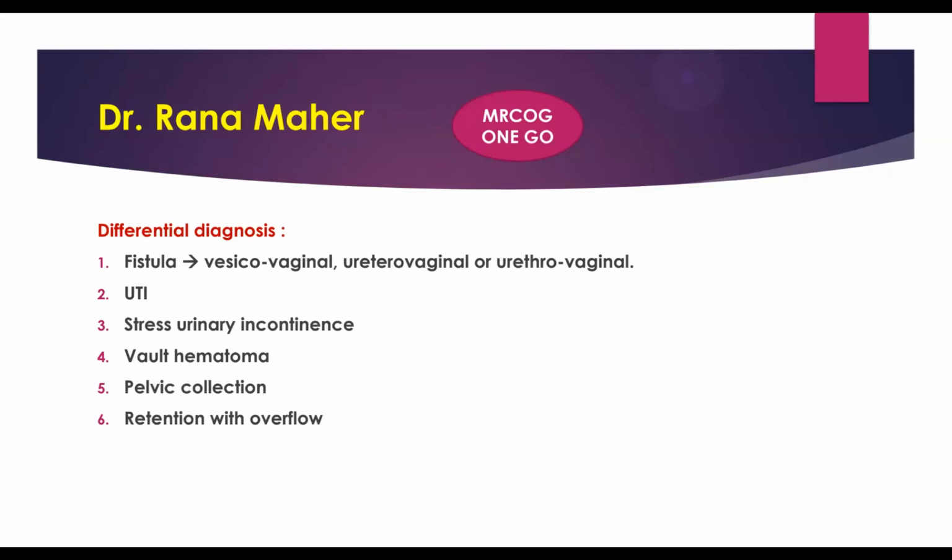So for the differential diagnosis, we have 6 differential diagnoses. Fistula, 3 types of fistula here, guys: vesico-vaginal fistula, ureterovaginal fistula, and rarely urethrovaginal fistula. So we have to mention the 3 types. It may be urinary tract infection, or stress urinary incontinence. Sometimes the symptoms of stress urinary incontinence start to appear after the hysterectomy, or the patient had mild symptoms before and now it's more significant. Vault hematoma and pelvic collection, or retention with overflow.